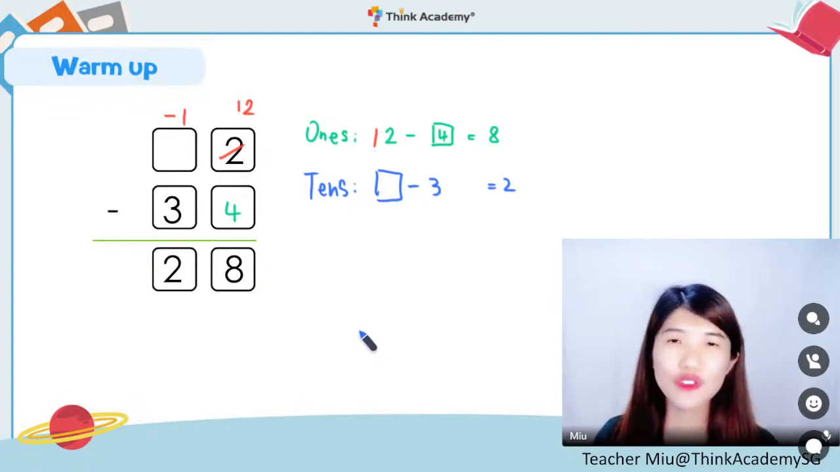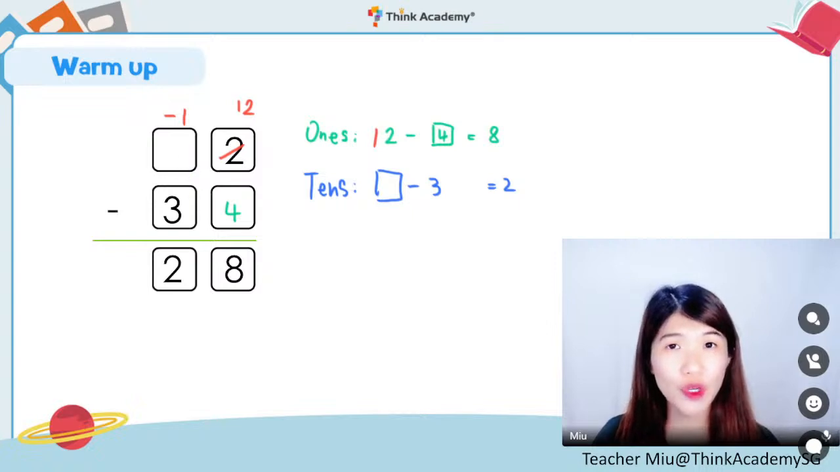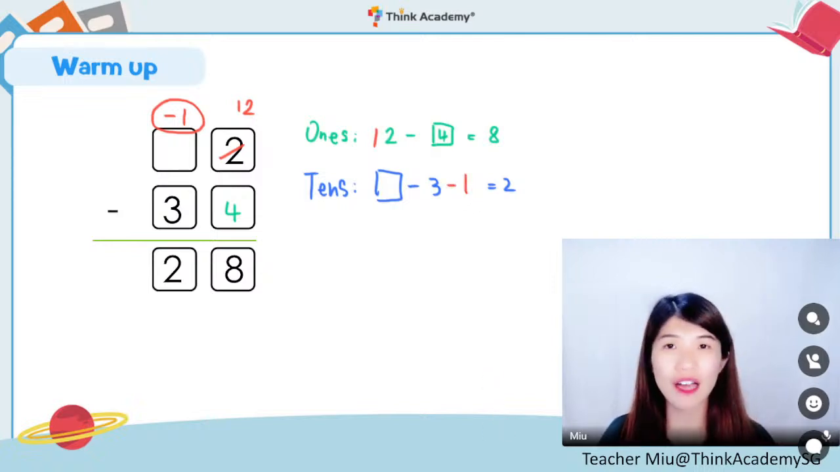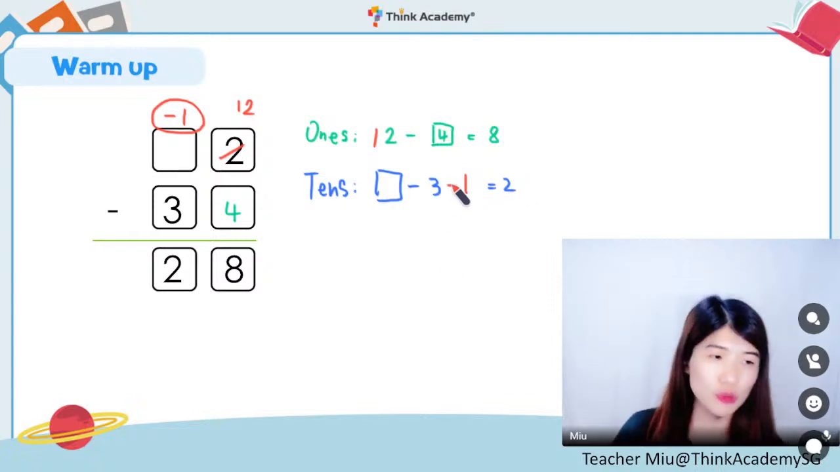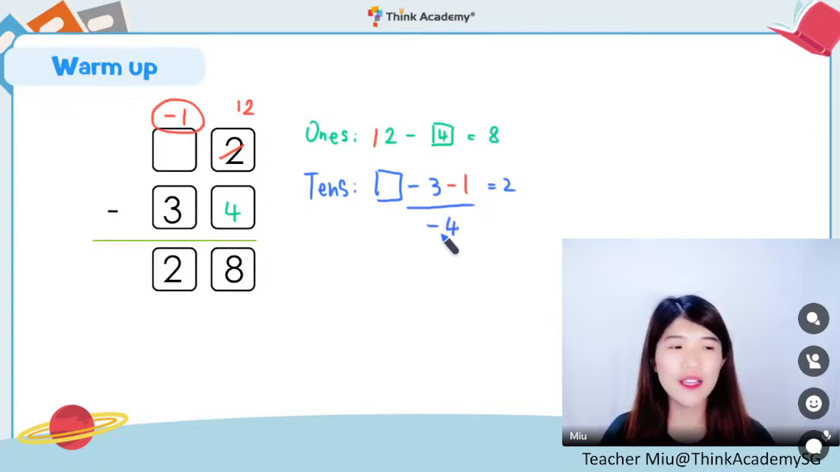Don't forget, just now, somebody just borrowed a 10 from you. So you still need to take away the one that you just borrowed out. That means something minus 3, minus 1 equals 2. Do the part you can do first. Minus 3 minus 1, actually you are taking away 4. So something minus 4 gives you 2. That something must be 6. So we have 62 minus 34, that gives you 28.